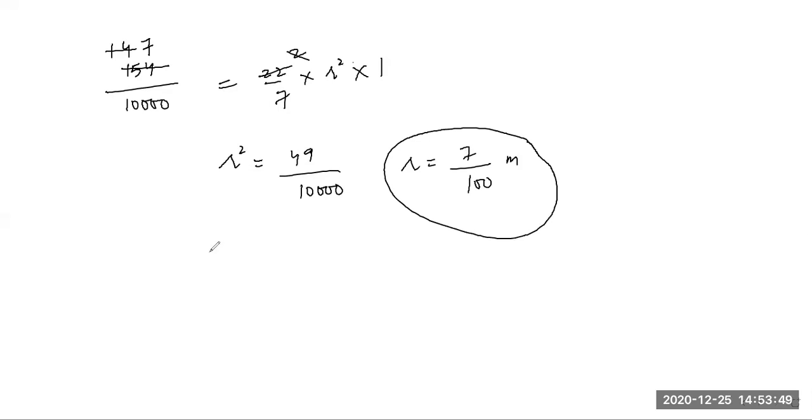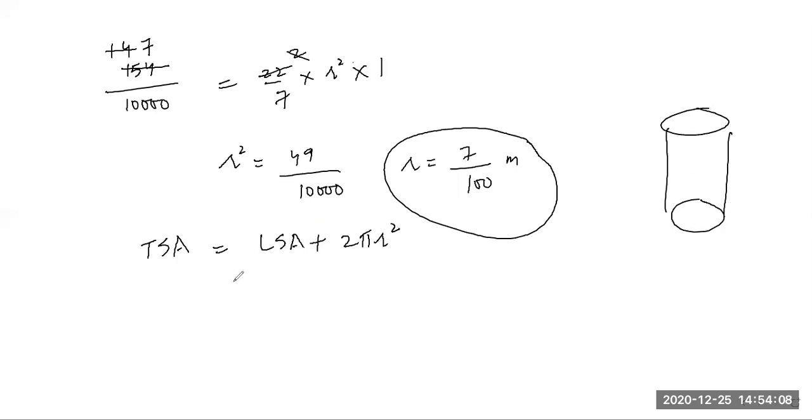So what do we want to find out, students? We want to find out how much sheet is needed, the total surface area. Total surface area is the lateral surface area plus 2 pi r square, pi r square on the top and pi r square on the bottom. And lateral surface area is the perimeter of the base into height, that is 2 pi r h. So this will be equal to 2 pi r into r plus h.